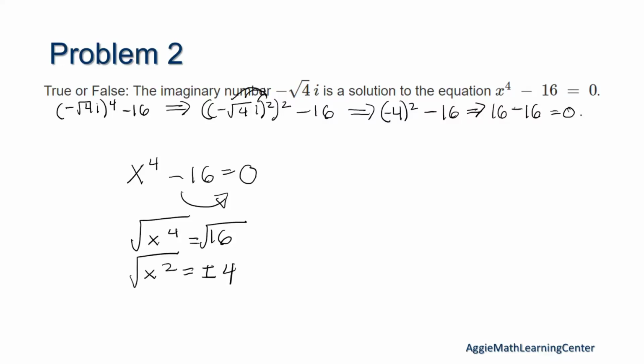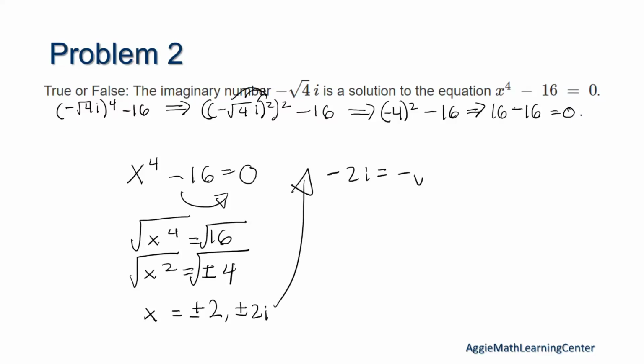And then we can square root both sides again and get x is equal to positive and negative 2, for the positive 4, because the square root of 4 is 2. And then if we have a -4 in the square root, that's going to be a positive and negative 2i, which is exactly -2i is equal to negative square root of 4i. Okay. Any questions on this?